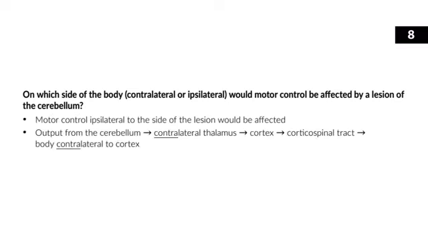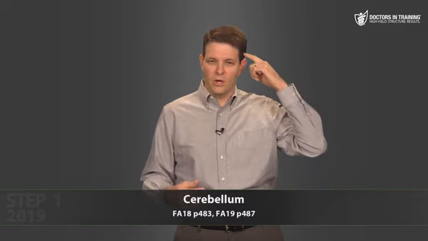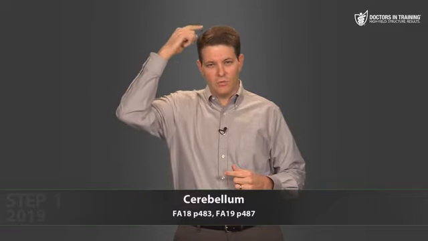Output from the cerebellum goes to the contralateral thalamus, then to the cortex and down the corticospinal tract, and then the corticospinal tract decussates in the medullary pyramids and it controls the contralateral side of the body. So it's a double contralateral. It ends up being ipsilateral. It's kind of like a double negative. For example, output from the left side of the cerebellum is going to go to the right side of the thalamus and then up to the right cortex and down the right corticospinal tract until it decussates in the medulla and it controls the left side of the body. So a left cerebellar lesion could show up as loss of coordination in the left arm.